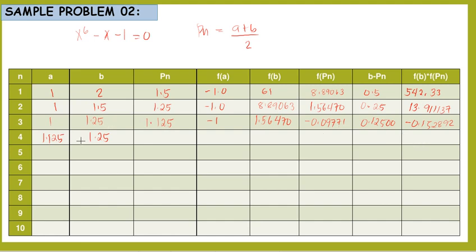Okay? So, pag inulit-ulit natin dyan, pang-10 na tayo. So, yung value natin dito is positive. So, ang magiging B natin dito is the value of Pn. Nung last interval, that is 1.347656. And then yung A natin is 1.1328125. Okay, so yung midpoint natin is 1.337891. Function of A, function of B is equal to, and then yung function of Pn natin is equal to, and then yung B minus Pn natin is equal to this value. Okay? And then we have negative.